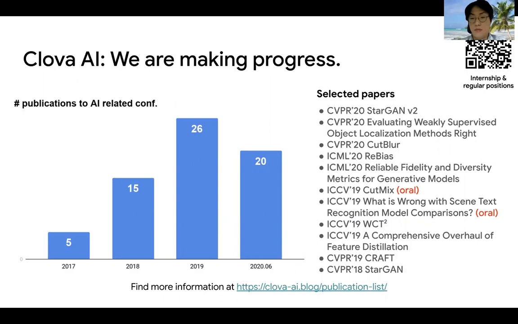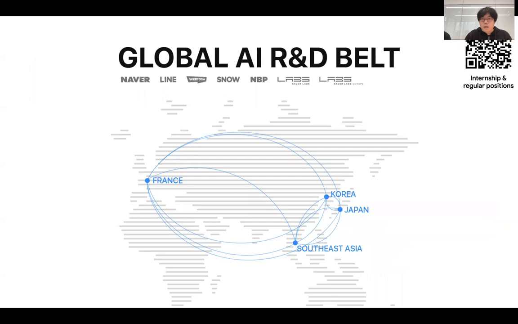Yeah, thanks. So we have many papers from 2017. We are getting better and publishing more and more papers. There are some selected papers related to vision, and if you're interested in more of our research, you can find more at the link below. And we are collaborating with global research centers of NAVER, like NAVER Labs Europe in France or LINE Brain in Japan. So we are doing very global research.